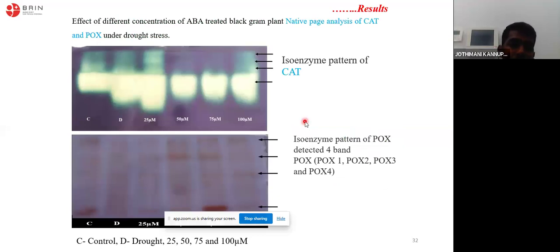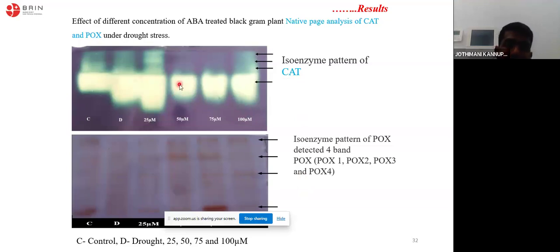In this slide, this figure shows the catalase and peroxidase enzymes of native PAGE analysis. With the help of the non-denaturing PAGE technique, the CAT isozyme pattern was analyzed. Two CAT isoforms were detected in drought alone, but 3 CAT isoforms were detected in ABA treatment.